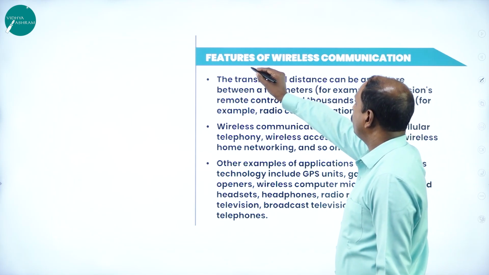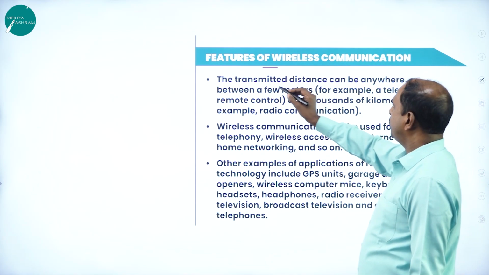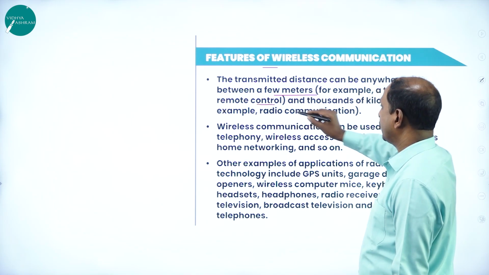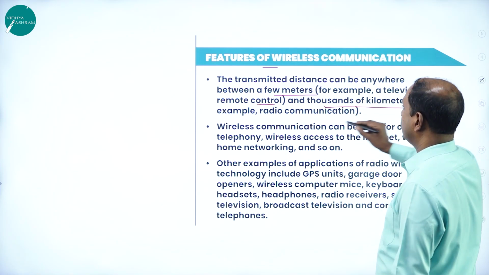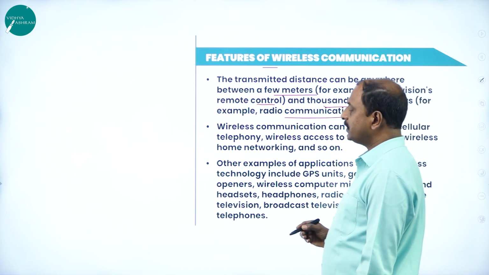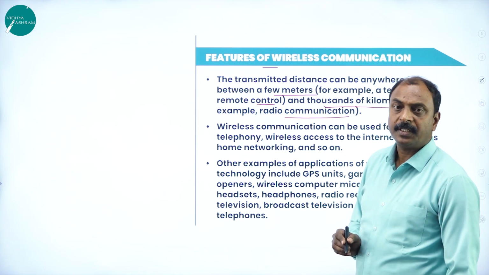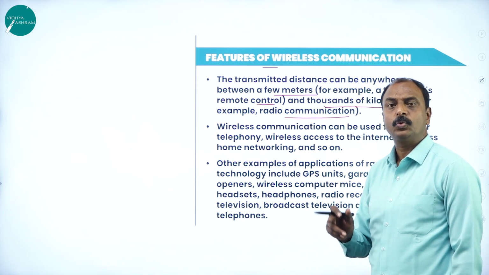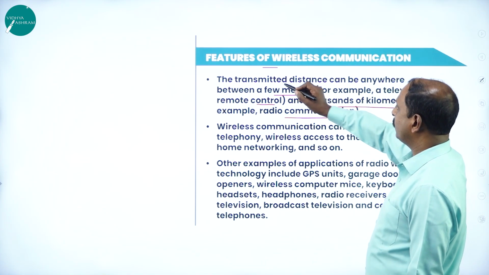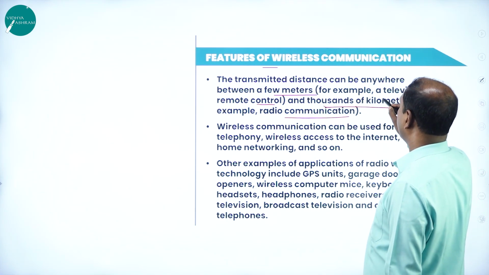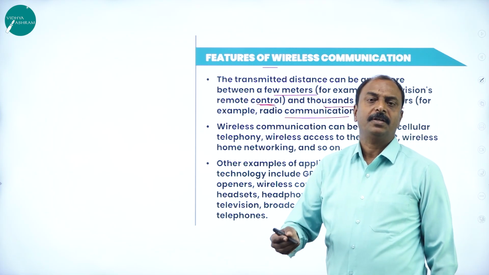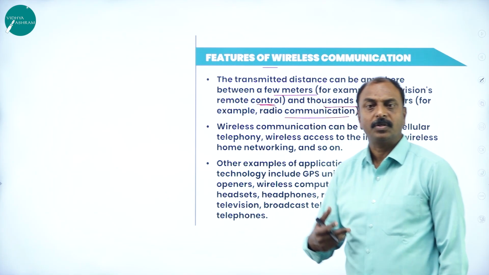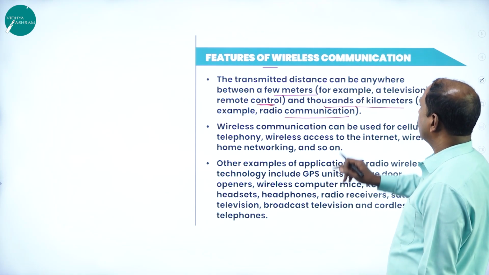Next, what are the features of wireless communication? The transmitted distance can be anywhere between a few meters, for example a television's remote control, and thousands of kilometers, for example radio communication. This is a feature. In wireless communication, the data communication may be over a limited distance, where the distance between two devices is minimal. An example is the remote control, which we use in many electronic devices. If you observe the remote control, the distance between the TV and your remote control is minimal. That is wireless communication.